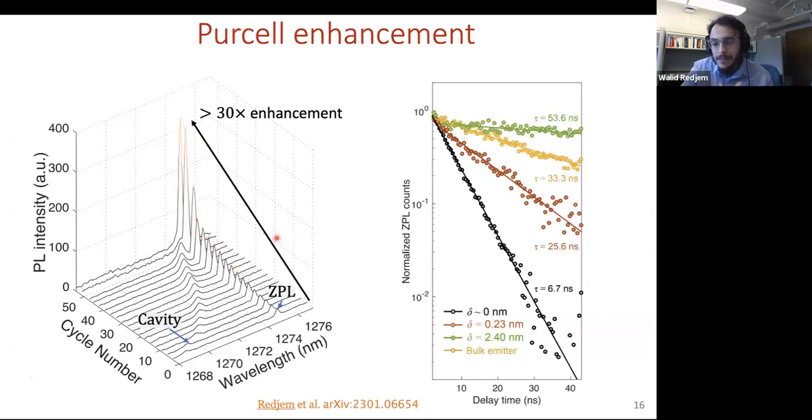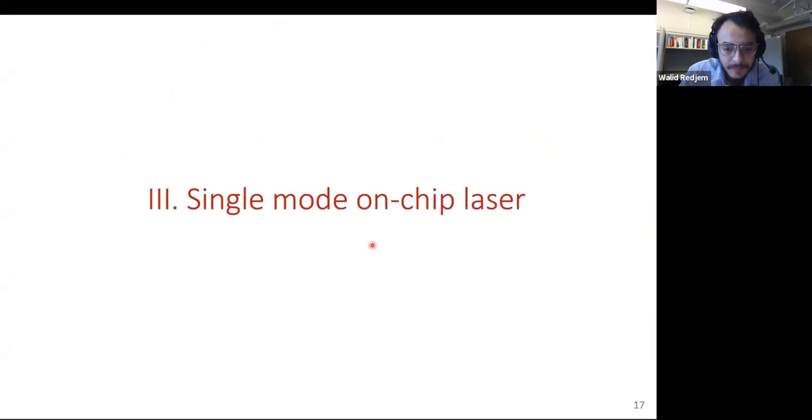And this enhancement is really due to the Purcell effect, where the lifetime of the emitter decreases. So we managed to decrease the lifetime of the emitter by almost an order of magnitude, from 50 nanoseconds to 6 nanoseconds, which is very promising if you want very fast, all silicon quantum light sources. So now the third step, maybe I'm going too fast, but that's the format.